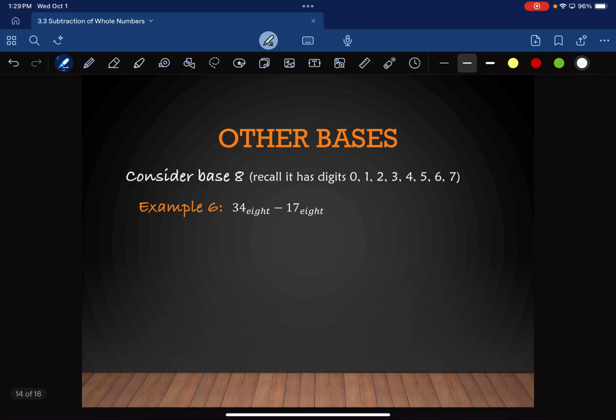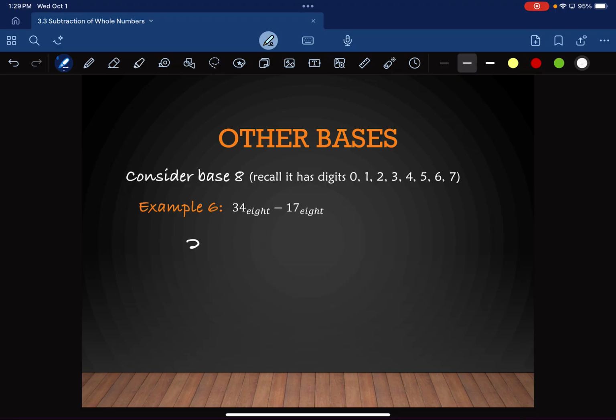So we're going to take a look at what happens in other bases to give ourselves some feel for how these things work. So recall, we're going to look here at base 8 specifically. There's nothing special about base 8. It's just the one that I picked, okay? So you're going to see 5s and 2s and different things all over your book. This one's 8. So it says we've got 34 base 8 minus 17 base 8.